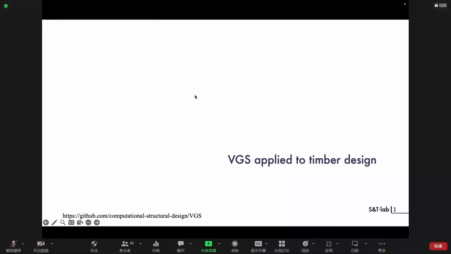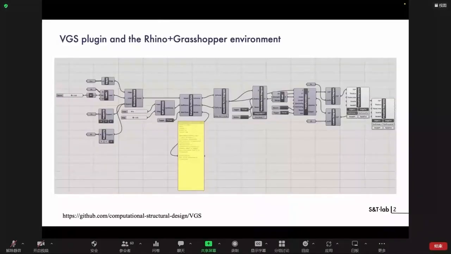Okay. So the idea of this last chapter of the presentation of today is to present some explorations of VGS. VGS, which is vector-based graphic statics, is a tool for informed and controlled design. As you were shown last week by Jean-Philippe, it's not a form-finding tool. It's more or less an analysis tool.